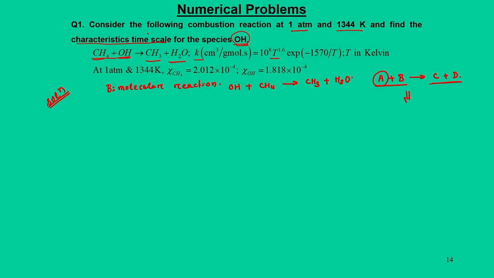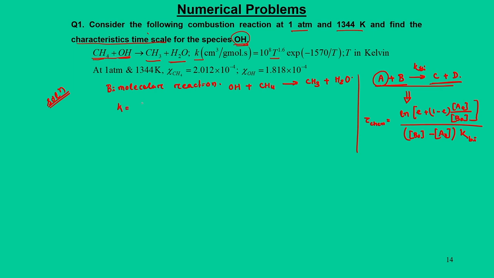And when you do that, the basic definition says tau chemical, or characteristic time scale, is ln of (E plus (1 minus E) into concentration of A0, that is initial concentration, over concentration of B0), divided by (concentration of B0 minus concentration of A0) into K. K is the rate coefficient for the bimolecular reaction when the reaction happens in this direction. And in our case, this K is given as this expression.